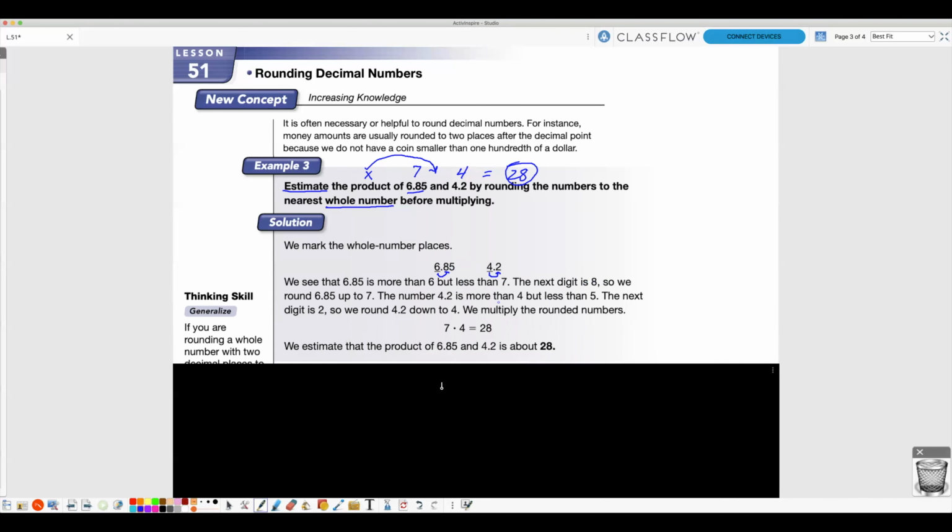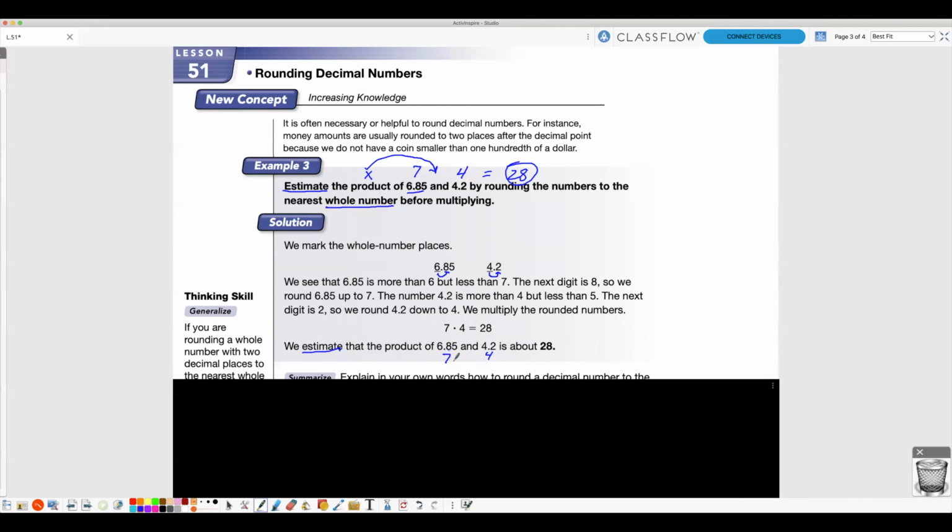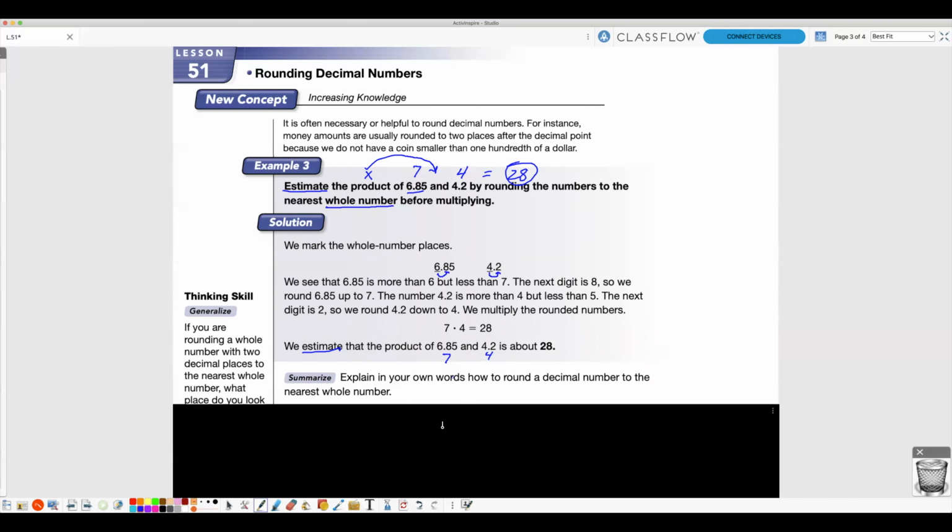So the estimated product, remember, when you're estimating, you're trying to make your life easier. 7 times 4 is a lot easier than 6 and 85 hundredths. So if you were to explain in your own words how to round a decimal number to the nearest whole number, you'd probably want to say that you're going to look at the number following whatever place value you're trying to round to, and determine that by understanding that if it's 5 or more, you're going to round up. If it's less than 5, if it's a 4, 3, 2, or 1, you're going to round down.